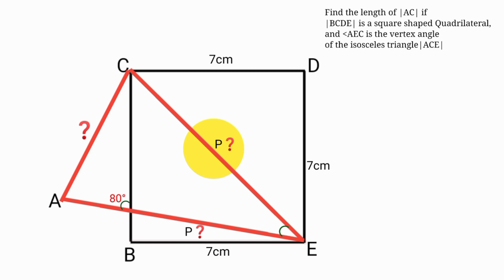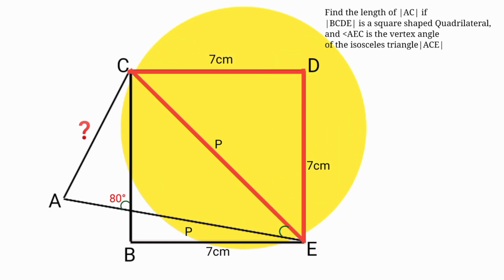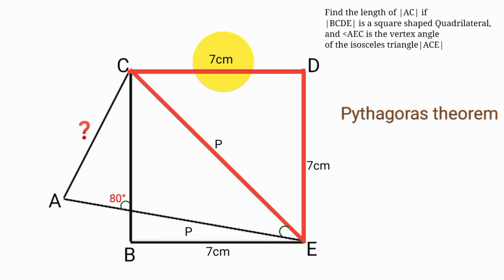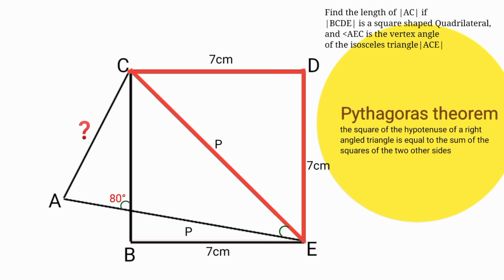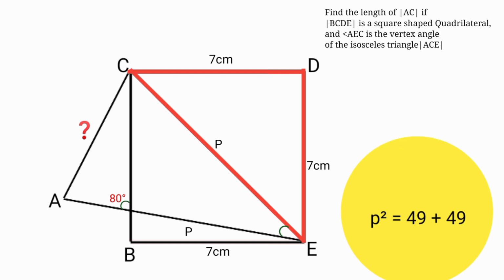We don't know, but from this triangle here, since we have the length of this side and this side here to be 7 centimeters each, we can use the Pythagorean theorem. By Pythagoras, the square of the hypotenuse of the right angle triangle is equal to the sum of the squares of the two other sides. The hypotenuse is the side facing the right angle, which is this side P here. So substituting into this formula, P squared equal to 7 squared plus 7 squared. 7 squared is 49. 49 plus 49 is 98. So P squared equal to 98.